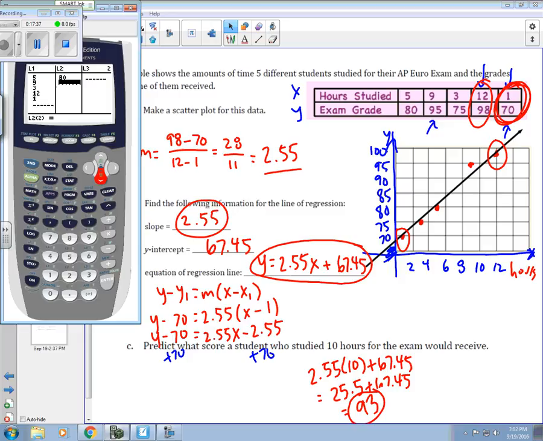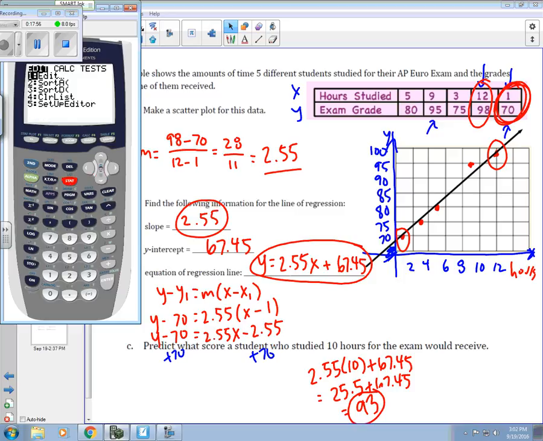I'm hitting down after each one to get to the next one. 95, hit down, 75, 98, and 70. Okay, make sure they're all entered. Once they're all entered, hit that same stat button.